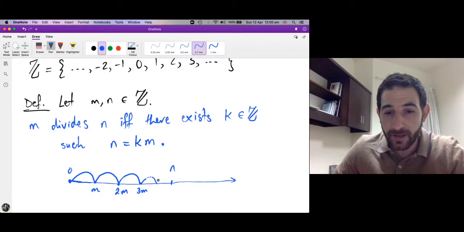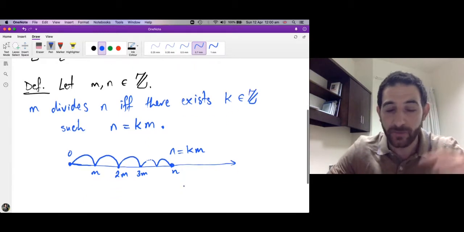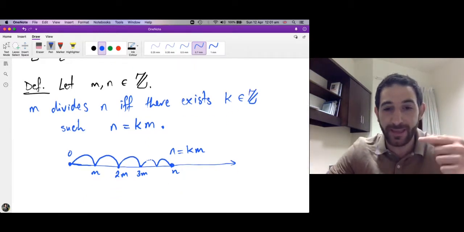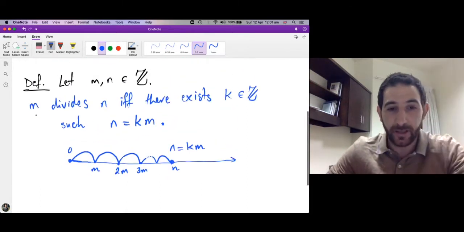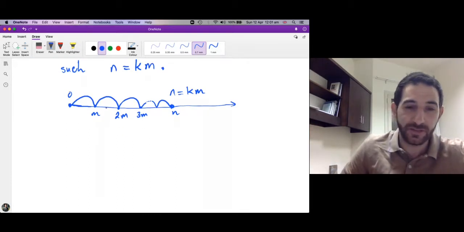At which step do we hit n? After k steps of length m. So after k times m, we hit the integer n by taking k many steps, each of length m. Again, m divides n if there exists an integer k such that we multiply m by k and we get n. So this is divisibility.